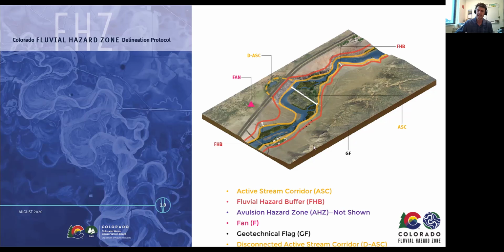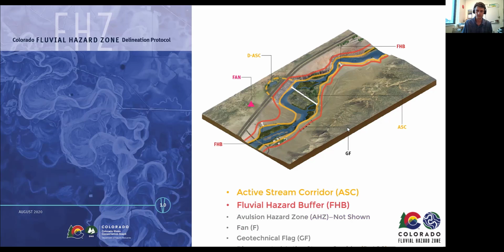We have geotechnical flags where we have really steep hill slopes where mass wasting and fluvial scour could cause really big hill slope failures that could extend beyond the fluvial hazard buffer. And then disconnected active stream corridors, where we might have major infrastructure like a federal interstate that could cut off what normally or formerly had been the floodplain. So today we'll be focusing on the active stream corridor, which is the primary component, as well as the fluvial hazard buffer.